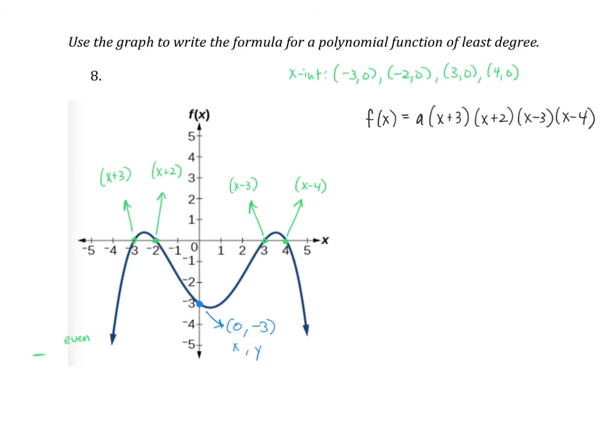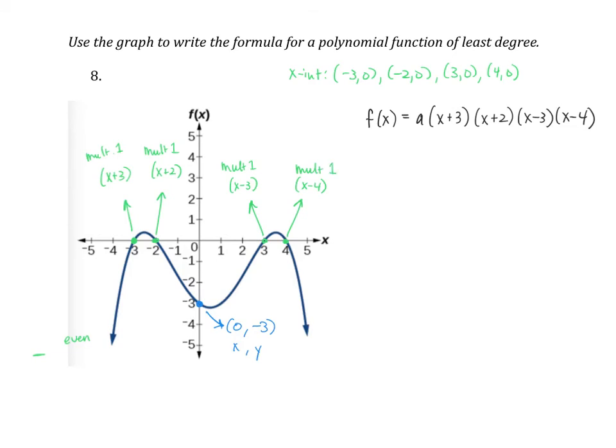You want to look at the multiplicity as well. So if I look at what's happening at the x-axis, notice that here at the negative 3, it's just going straight through. So that's a multiplicity of 1. At the negative 2, it's also going straight through. So that's a multiplicity of 1. And the same is true at the other factors as well. So they're all going to have multiplicity of 1.